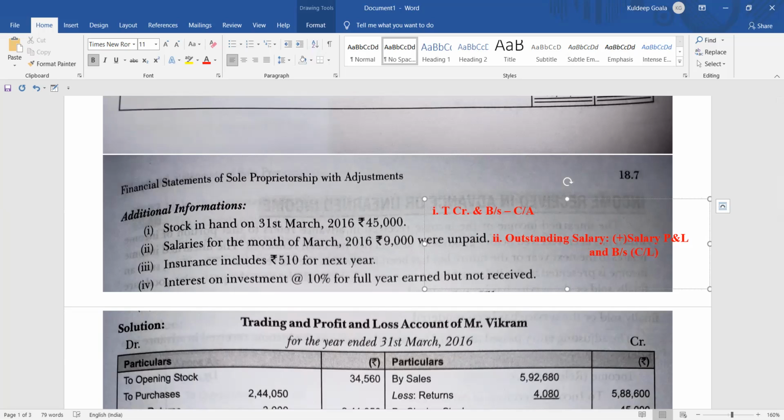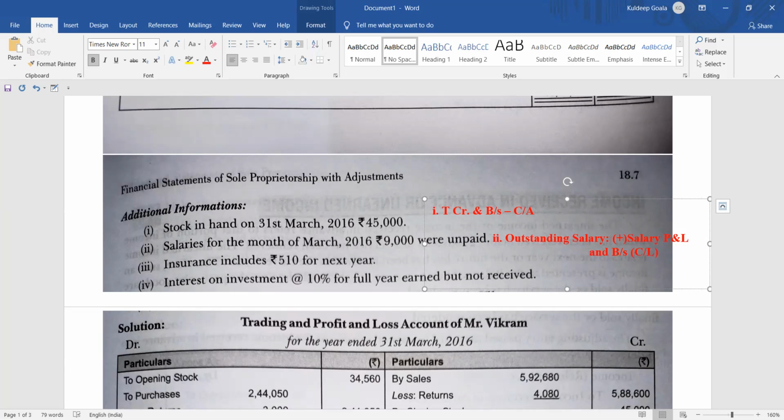The first one is that outstanding salary will be added to the salary because it is this year's expense. Although we have not paid, it is a salary of this year, so it will be added to the salary, which will show that the total salary was not the original one you have paid, but including this 9,000. ठीक है, इसे मिलाकर होगा, इसलिए 9,000 उसमें ऐड हो जाएगा.